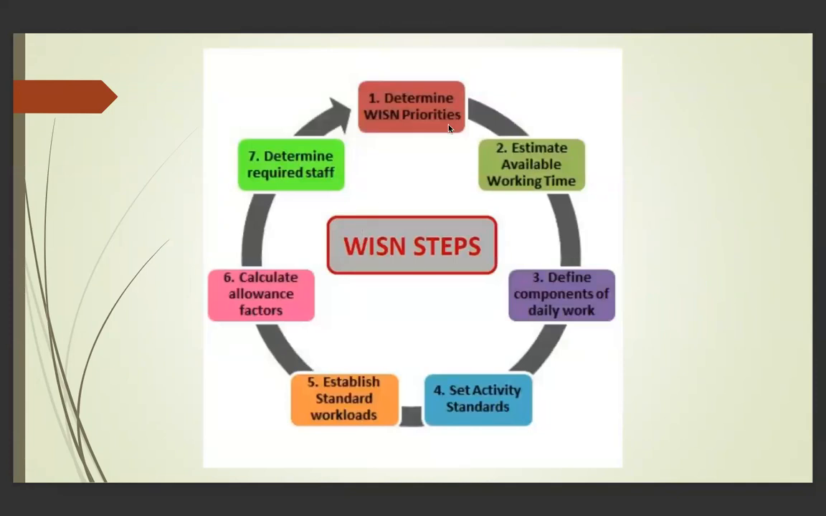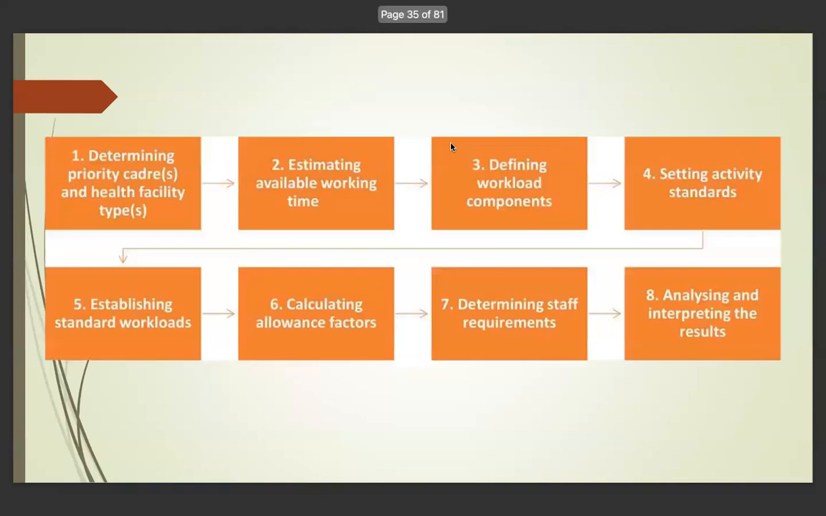So see, the first one is determining the Wyzen priorities. Second is estimating available working time. Third is define components of the daily work. Fourth is set activity standards. Fifth is establish standard workloads. Sixth is calculate allowance factors. Seventh is determine required staff.